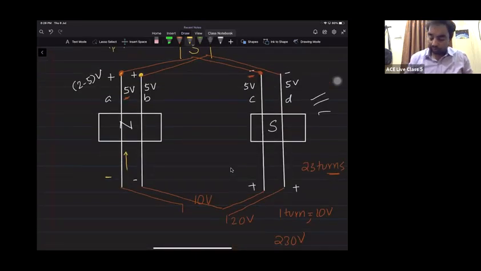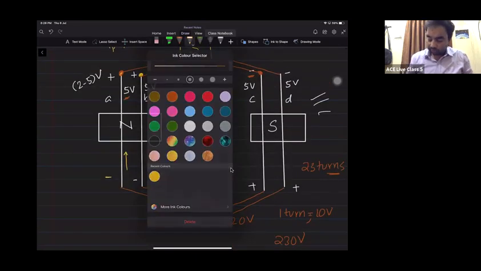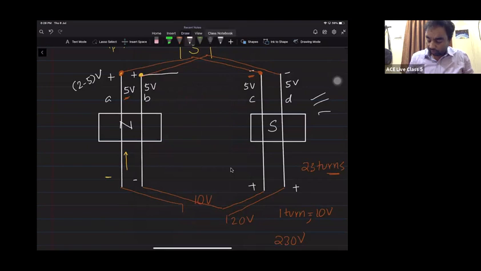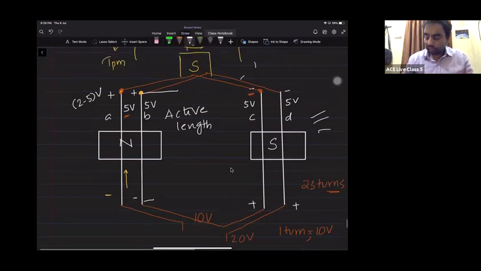Active length and inactive length. So this length we call active length. Why is it called active length? Because only that section of the conductor cuts the magnetic flux lines. Only in that section will an EMF be induced. And this section we call inactive length. Why? Because that section will be on the back side of the armature, so it will not cut any flux lines and there is no EMF induced in that.